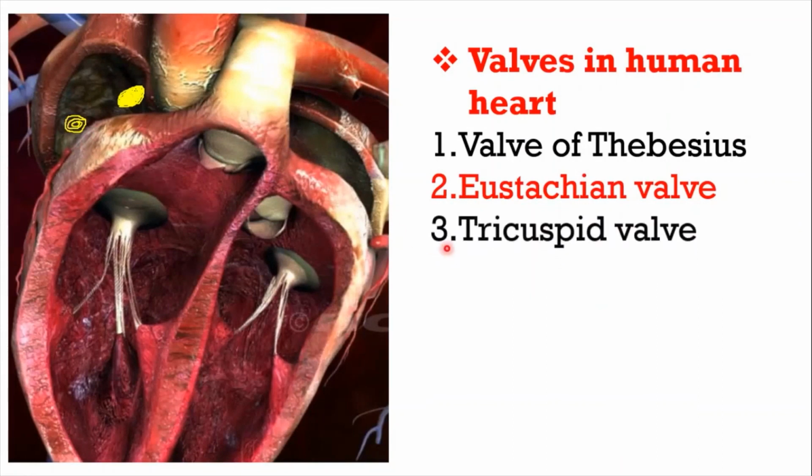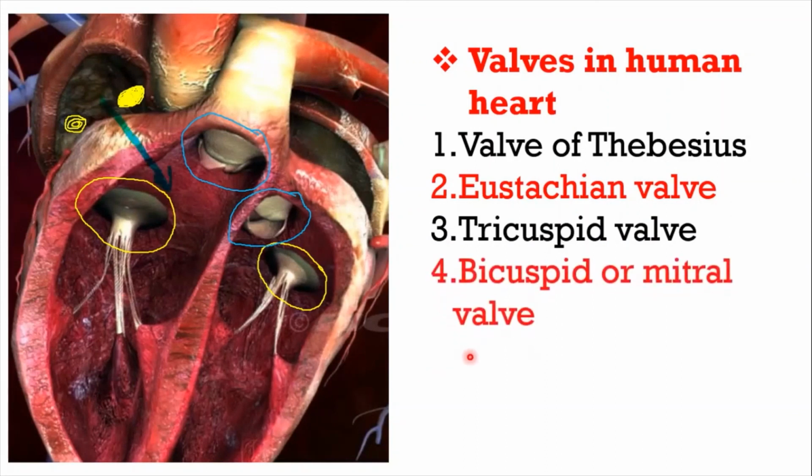Then, tricuspid valve. This is tricuspid valve, present at the right atrioventricular aperture through which the right atrium opens into right ventricle. Then is bicuspid valve or mitral valve. This is a bicuspid valve which has two cusps. It is present at the left atrioventricular aperture, the aperture present between the left atrium and left ventricle.